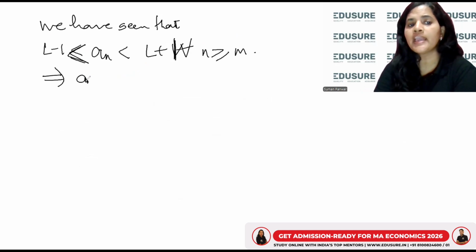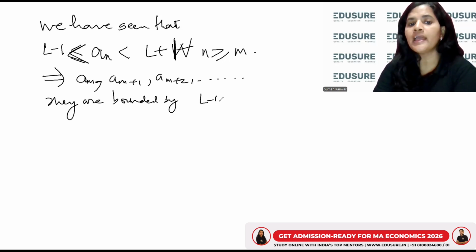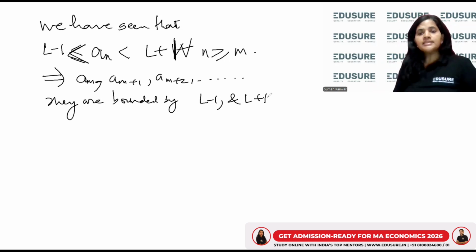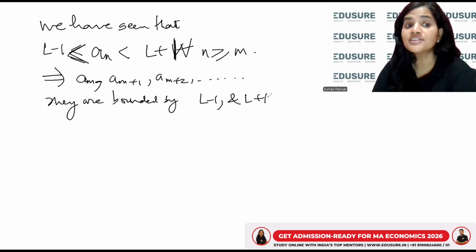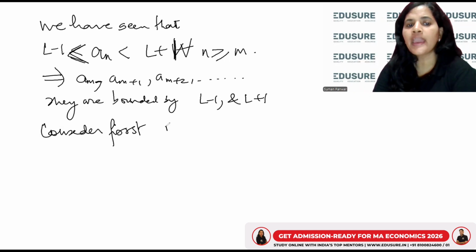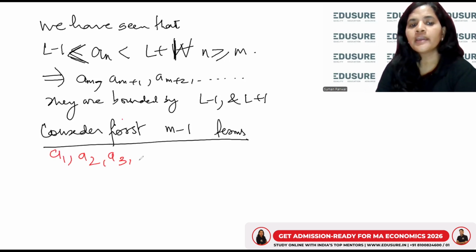It means a_m, a_m plus 1, a_m plus 2 are bounded by L minus 1 and L plus 1. So after the mth term, the entire sequence is bounded by L minus 1 and L plus 1. That we have seen. But we don't know about the first m minus 1 terms. So let us consider the first m minus 1 terms. They are finite, so I can list them: a_1, a_2, a_3 till a_(m minus 1).